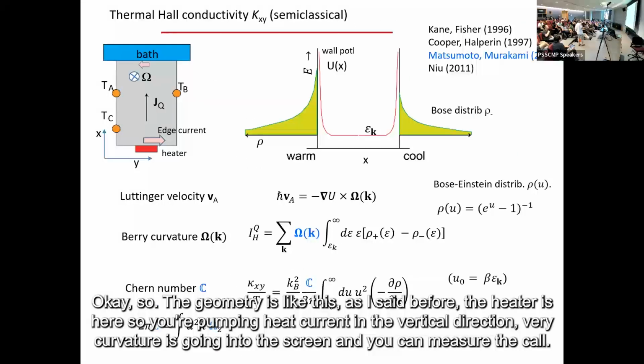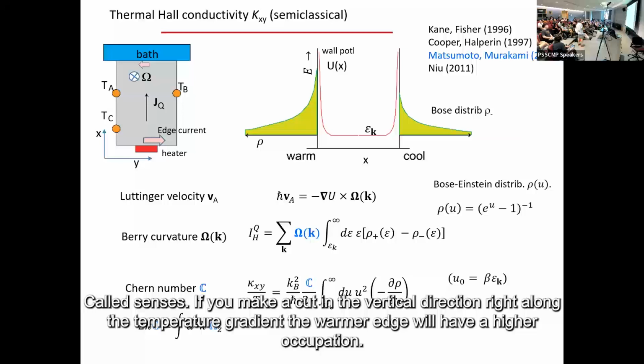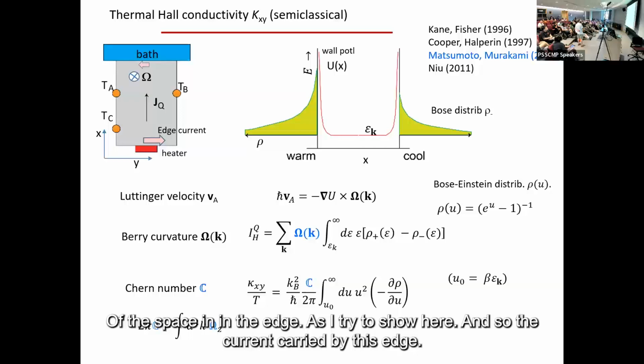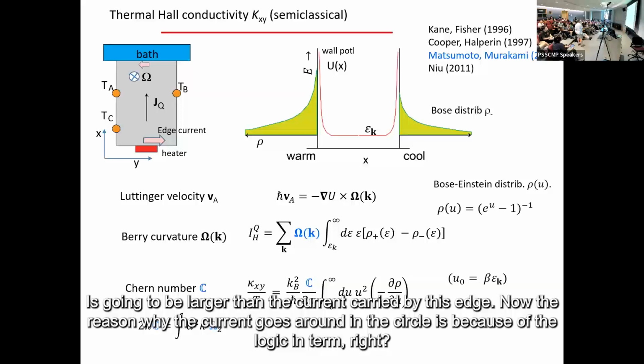Okay, so the geometry is like this, as I said before. The heater is here, so you're pumping heat current in the vertical direction. Berry curvature is going into the screen, and you can measure with Hall sensors. If you make a cut in the vertical direction, along the temperature gradient, the warmer edge will have a higher occupation of the states in the edge, as I've tried to show here. And so the current carried by this edge is going to be larger than the current carried by this edge.